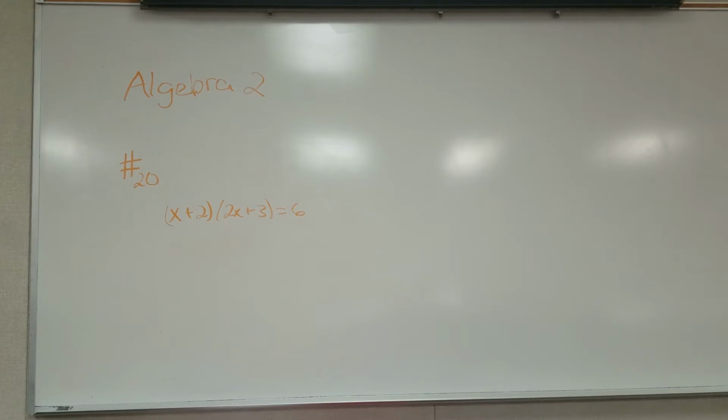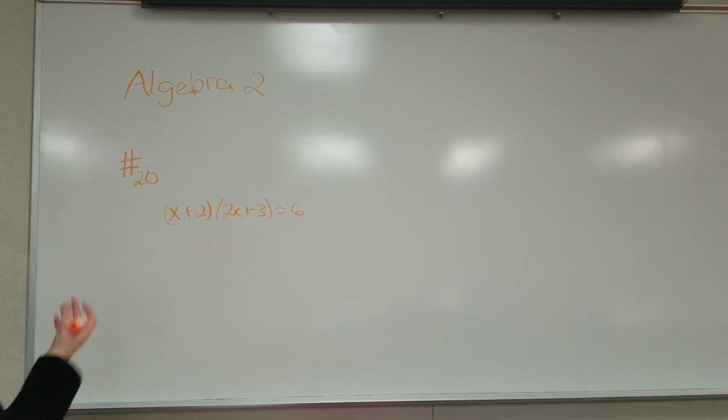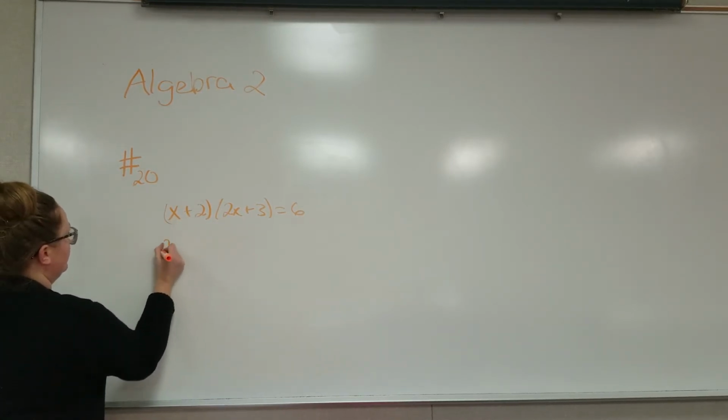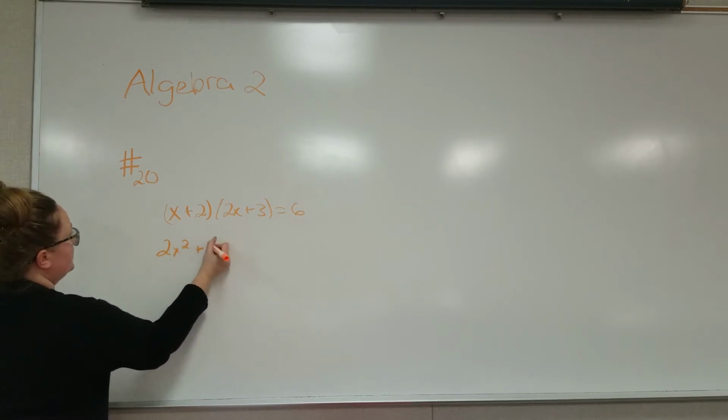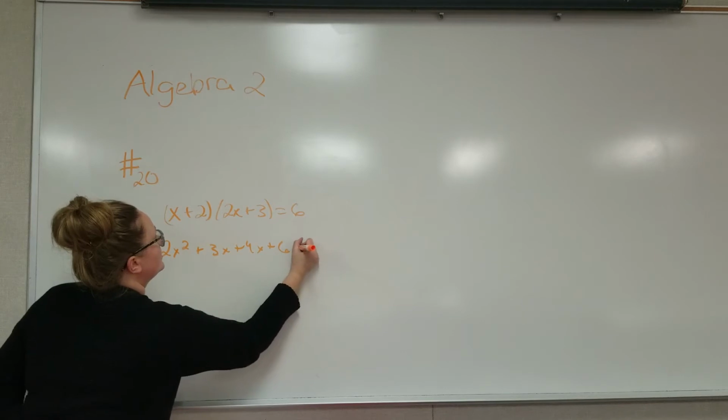All right, number 20, this is actually our last quadratic to solve. They tell you to solve this one with the quadratic formula. All right, so it's not in standard general quadratic form yet. So we do have to do FOIL method on these two binomials. So x squared, we'll multiply them to x squared plus 3x plus 4x plus 6 equals 6.